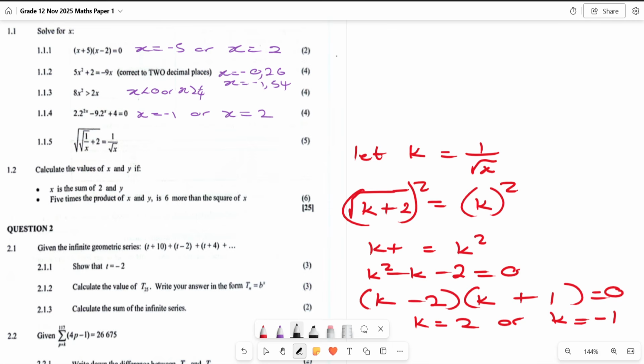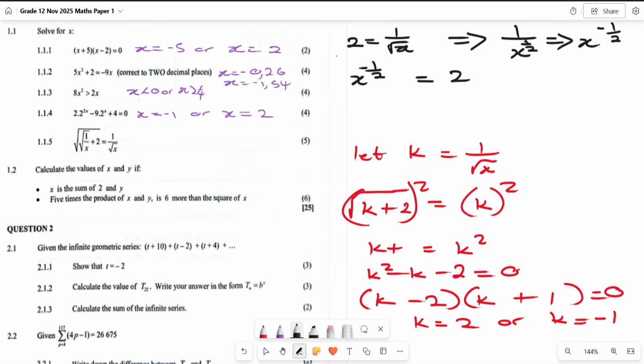We said let k equal to 1 over square root of x. So we're going to say 2 is equal to 1 over square root of x. And now we need to solve for x. How can we solve for x when we have this situation? Very easy, we need to rewrite this. It's going to be 1 over x to the power of 1 over 2. To remove this from the numerator, we just have to change the sign. So now this is the same as saying x to the power of minus 1 over 2. So we are going to have x to the power of minus 1 over 2 is equal to 2.